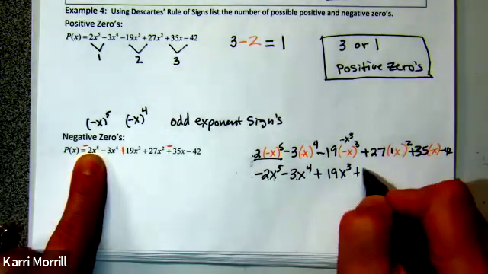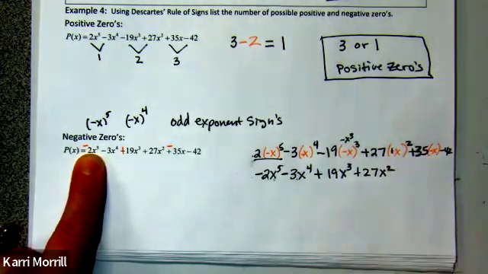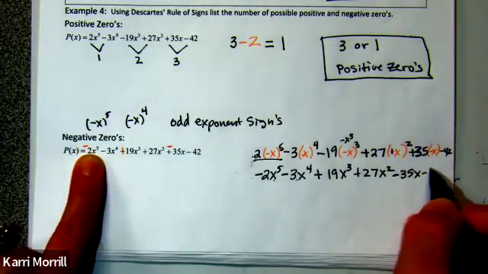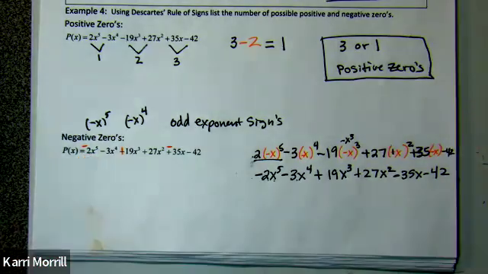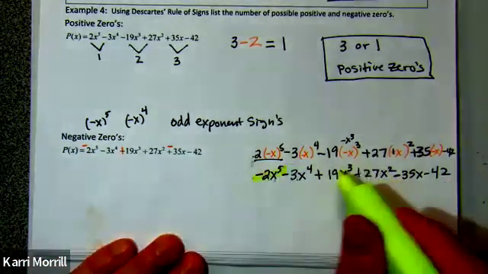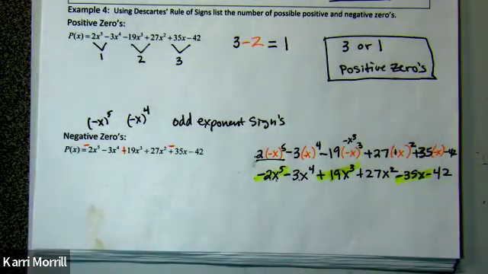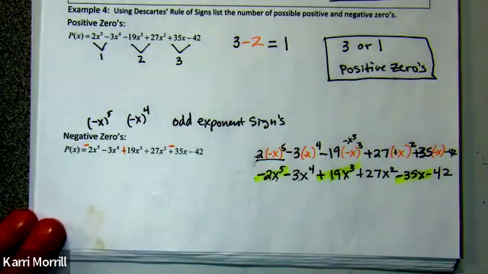So we didn't change the even exponent term. A positive times a negative makes that a negative 35x. So again, it just shows that we were only changing the sign of all the odd exponent terms. Real easy way. And then you go count your sign changes.